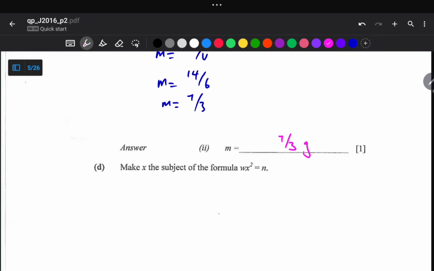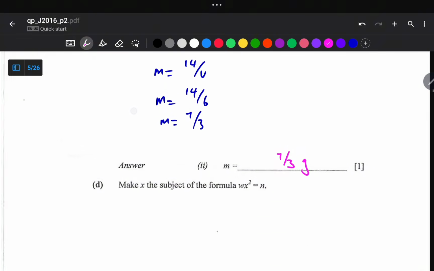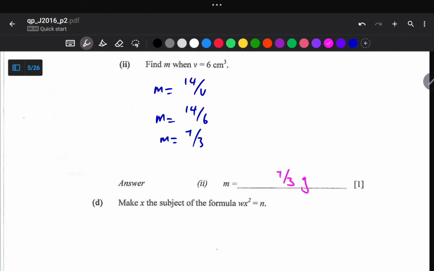And then in the next part, part D of the question, we are required to make x the subject of the formula, given this equation, wx squared is equal to n. So we are having this wx squared is equal to n, and we want to make x the subject of the formula. For us to make x the subject of the formula, the coefficient of x must be positive 1 and the power of x must also be positive 1. So the first thing we need to do here is to divide both sides by w.